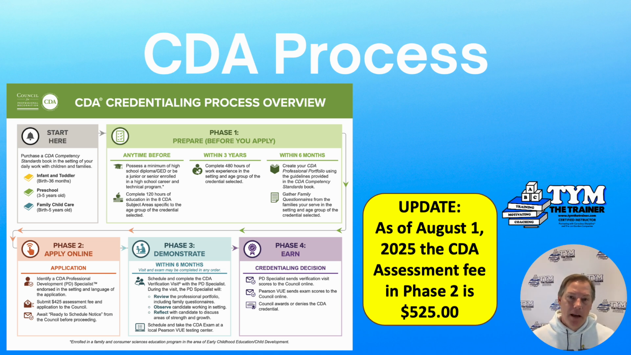Once you are ready to apply for your CDA, you're going to do that online. You're going to submit a $425 assessment fee to the council. That is paid to the council in Washington. It is not paid to me. And then at that point, you will also select a professional development specialist, someone who is endorsed by the CDA Council, and you will arrange a time. Well, they will come and they will visit your program. They will observe you in the classroom. They will review your professional portfolio. They will review your family questionnaires, and they'll do some reflection time with you.